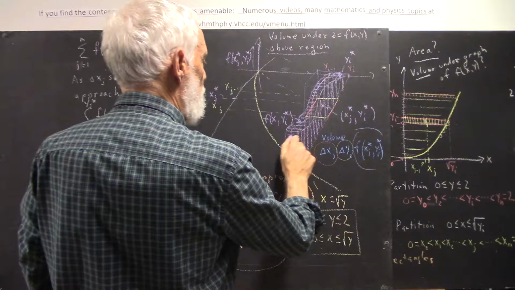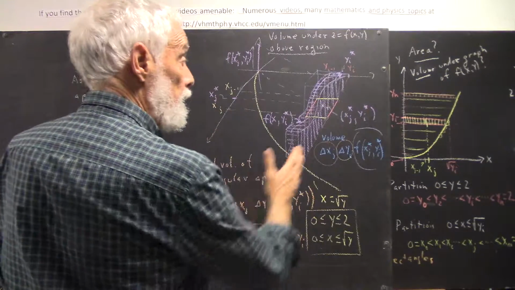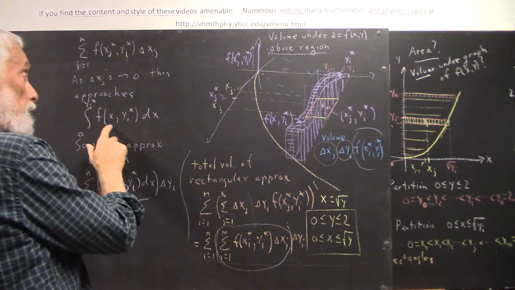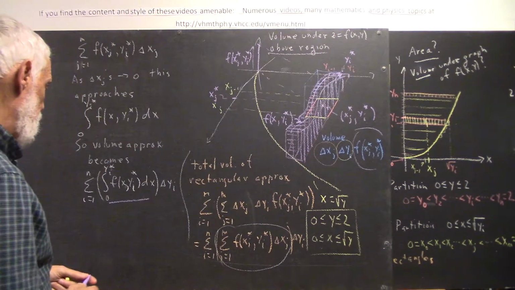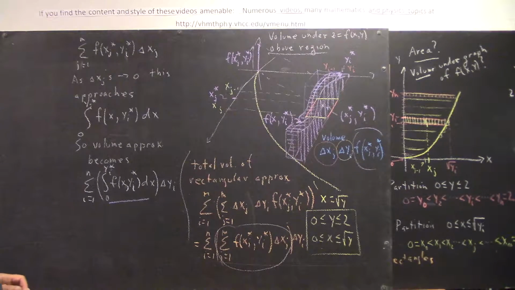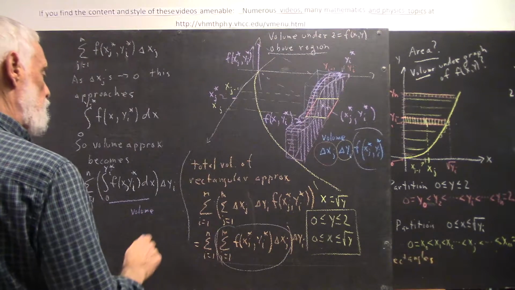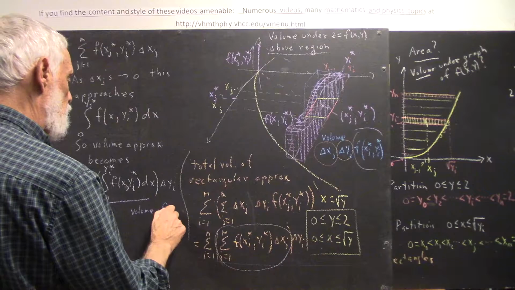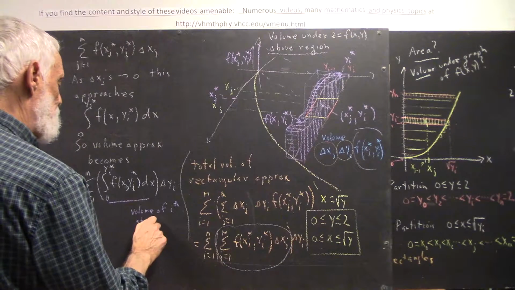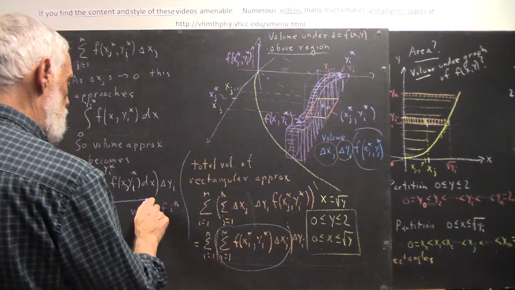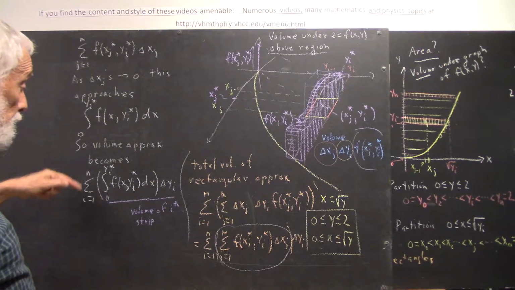Okay, so now I've got this thing. It's got an area of this face that's equal to the integral of f of x, y sub i star. It's got a thickness delta y sub i. So what I have here is a volume of the ith strip. Strip isn't quite the right word, but I can't think of a better one. And I'm summing that over all strips from i equals 1 to n.